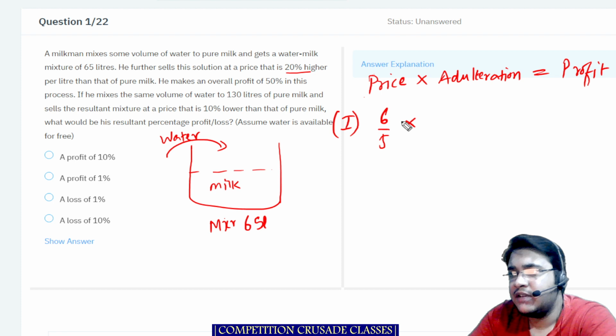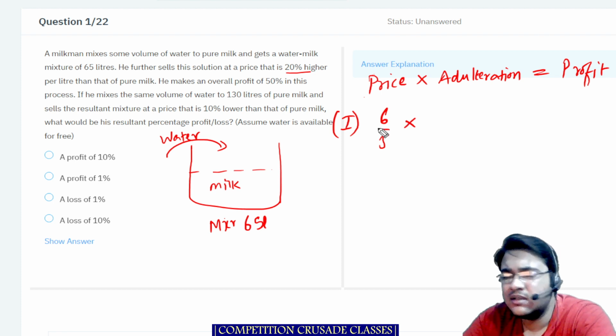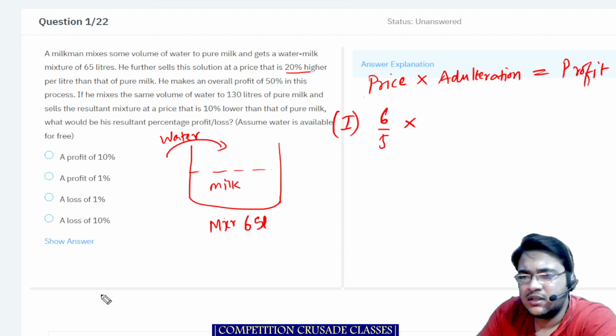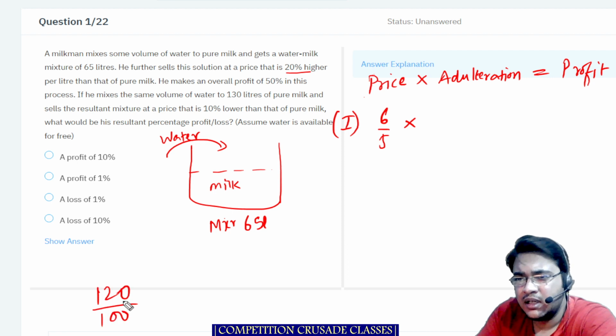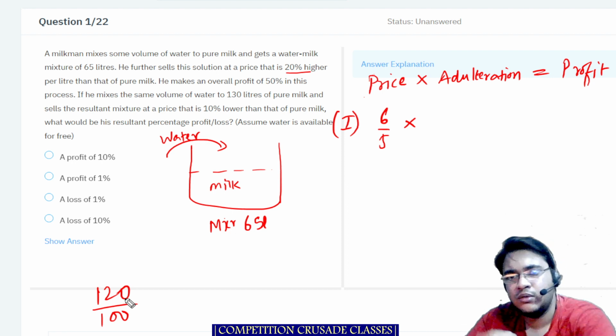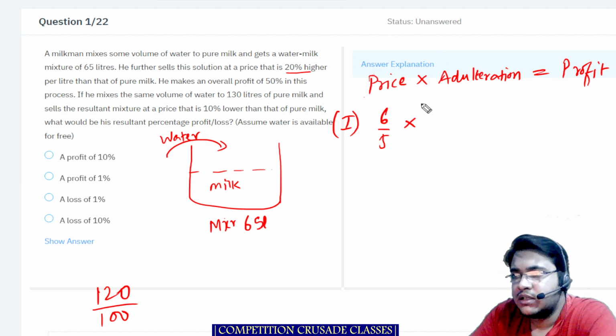Now please understand, if you are uncomfortable with this, how is it that suddenly I wrote 6 by 5? You can just use this 120 upon 100. Assume that one of the quantities was 100 and then the other one was 120 after hiking. So milk was 100 rupees and then he added water and then he increased the price, so 120 that way. For adulteration, what he has done, we have no idea, because directly it is saying that he makes an overall profit of 50%. So I'll just keep it as X or something of that sort.